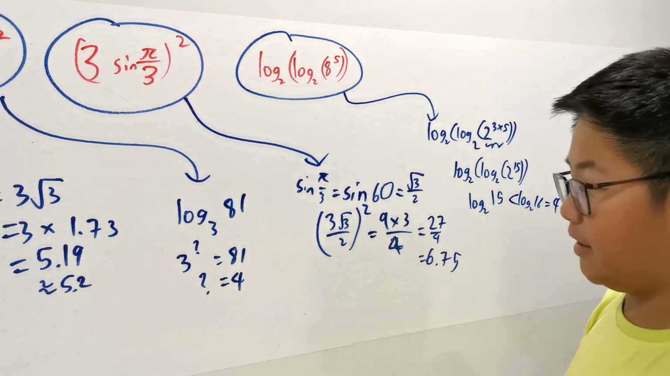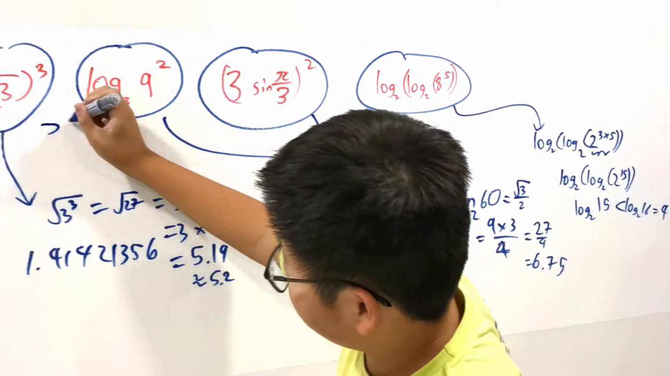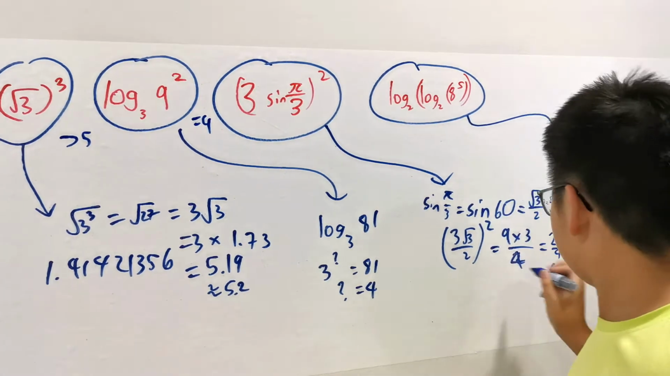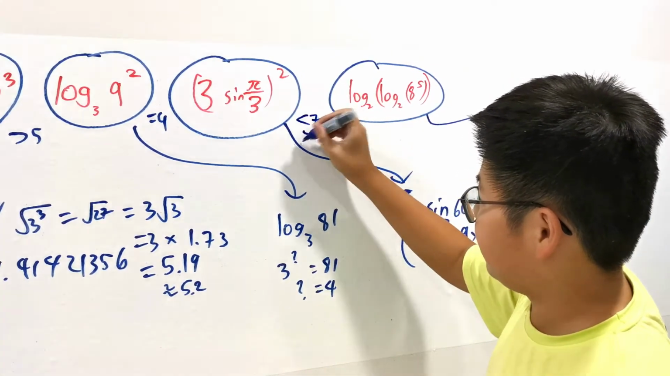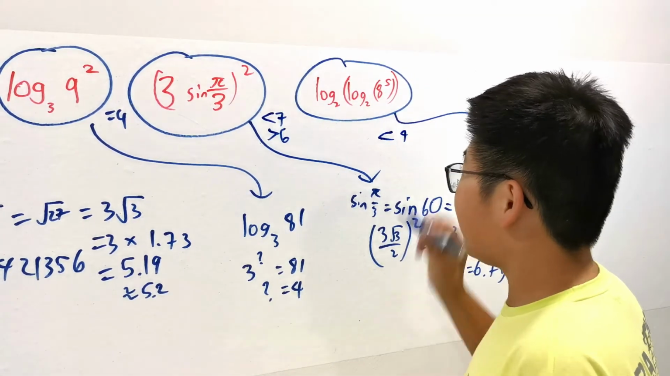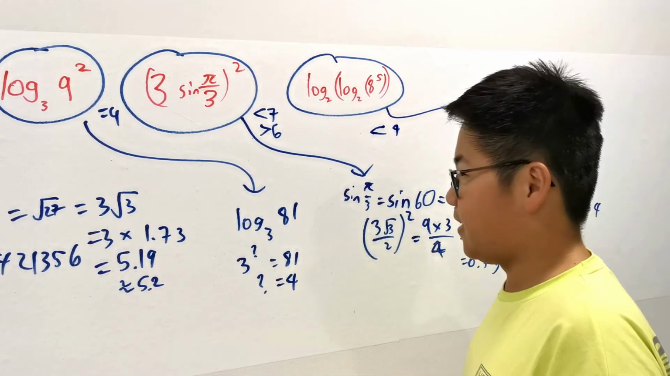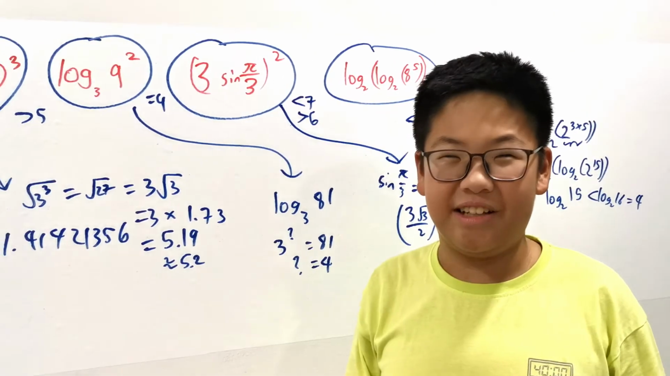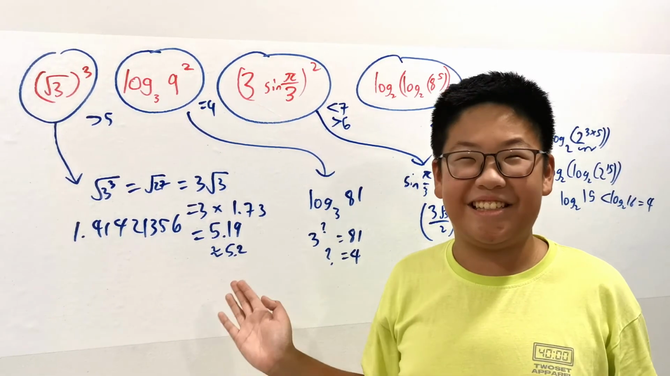So now we have a number which is greater than 5, let's write that here, then 4, then 6.75, which must be less than 7 but greater than 6, and this must be less than 4. So therefore, this number, the double logarithm of 8 to the power of 5, is the smallest number, and I shall depart from this question to do yet another video on another MAT question.